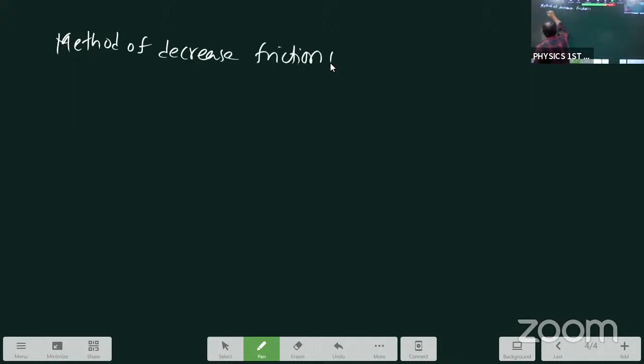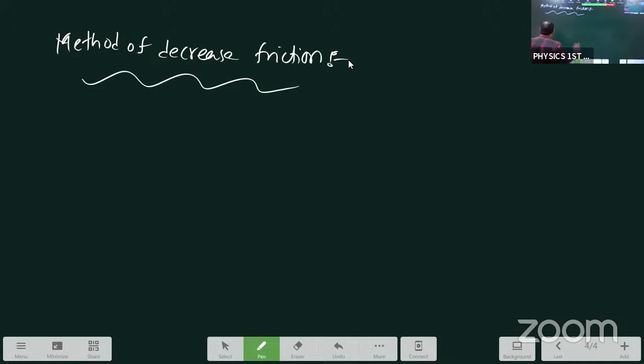Sometimes they ask reducing methods of friction. Sometimes they ask decreasing methods of friction. Sometimes they ask what is friction, how it is reduced, the different ways, 3 different ways, the answer is the same. What is the actual question according to our textbook? Method of decreasing friction.